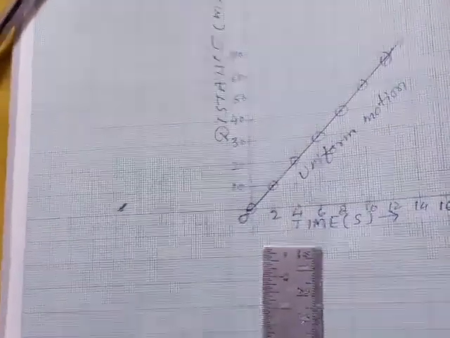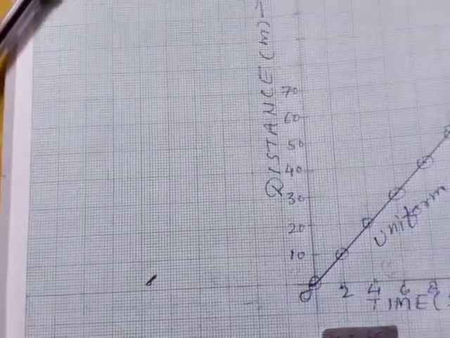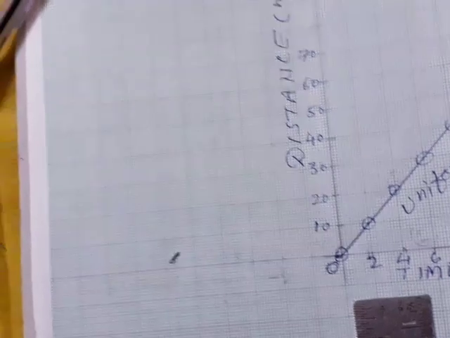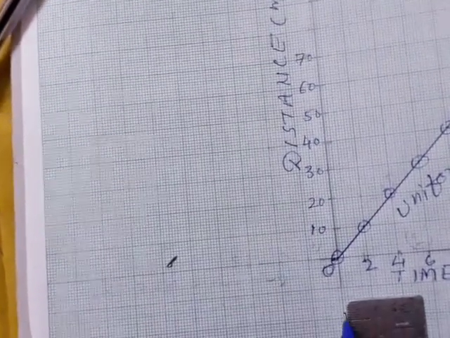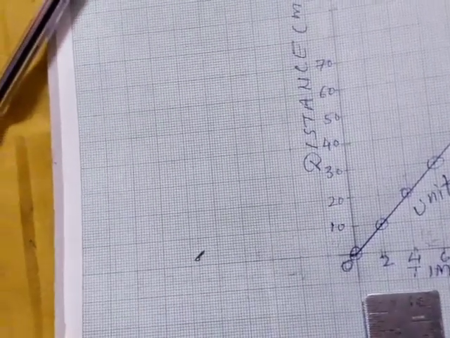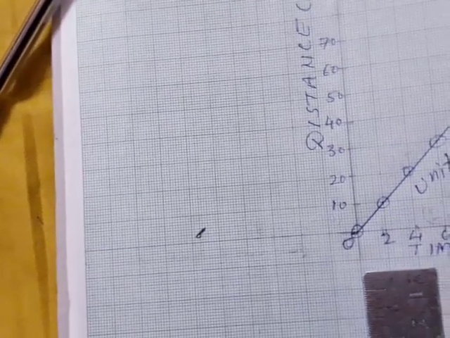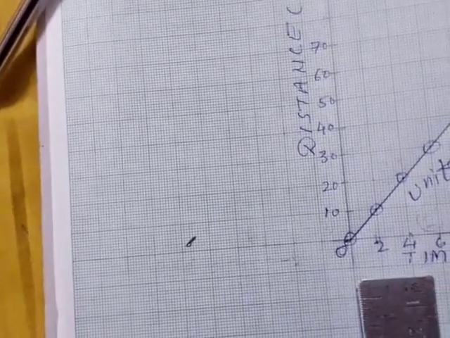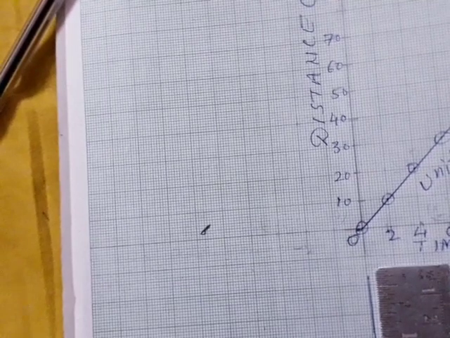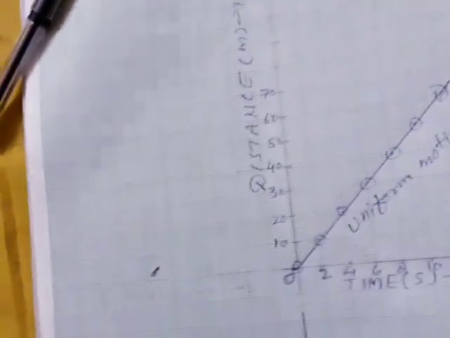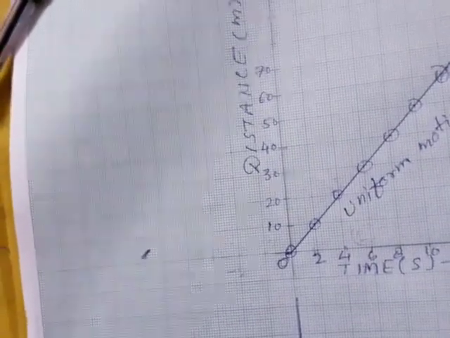Okay, now the same thing we have to take here. Just we draw a line, then take another line on the time axis.